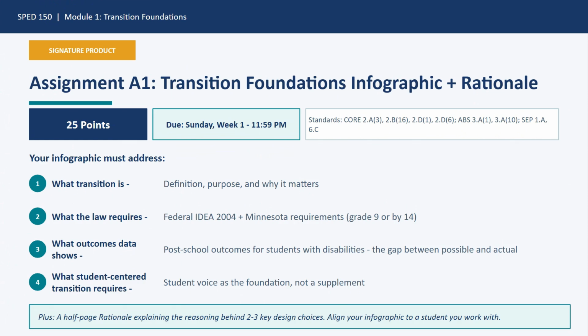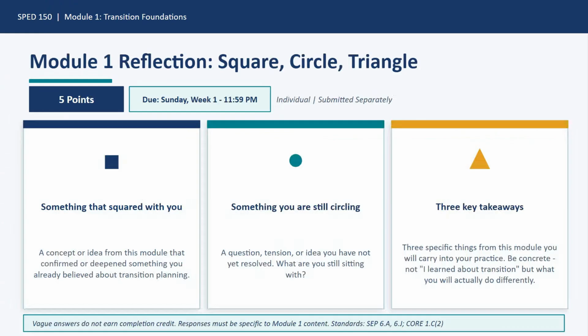Maybe the reading reinforced an instinct you've had in practice. A circle represents something you are still circling on. A question, tension, an idea that you haven't resolved. These are often the most valuable responses because they tell us where your thinking is alive and unsettled. A triangle represents 3 key takeaways, 3 specific things you are carrying into your practice from this module. Not vague impressions, but specific, nameable things.